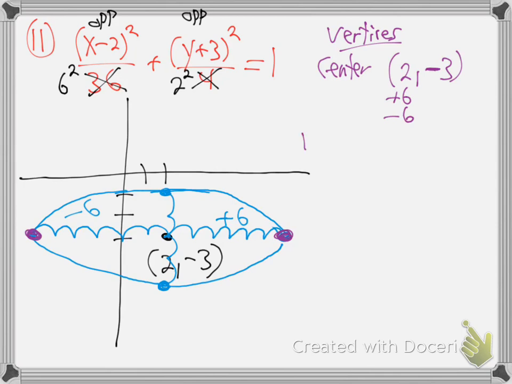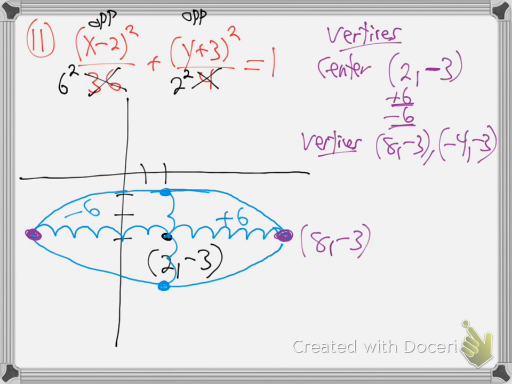So what do you get? So the vertices then are going to be 2 plus 6, which is 8, negative 3, comma 2 minus 6, which is negative 4, comma negative 3. There they are. So this one is 8, negative 3. This one is negative 4, negative 3. So we got the two vertices. Last thing, they want the two focus points.